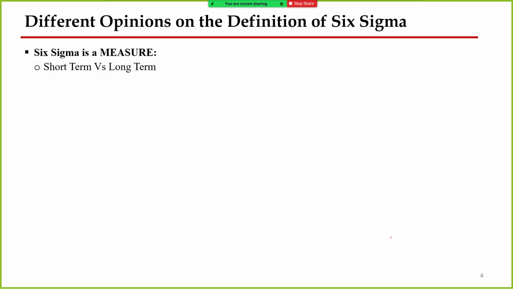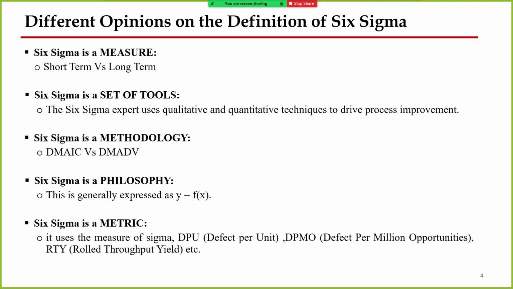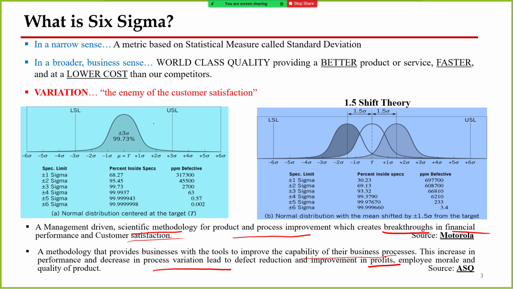Now we are going to see Six Sigma from different perspectives. Like if I am saying Six Sigma is basically a measure, what does that mean? As we have seen from the previous slide, whenever we talk about Six Sigma in terms of measurement, we are talking about the short-term perspective as well as the long-term perspective. So as we have seen over here, this is the short-term sigma level measure, and this is the long-term perspective.